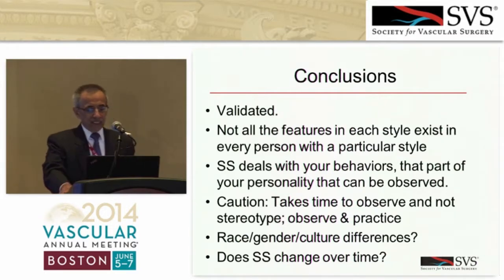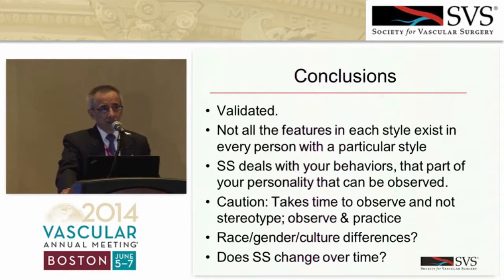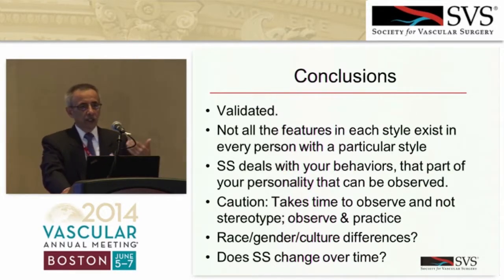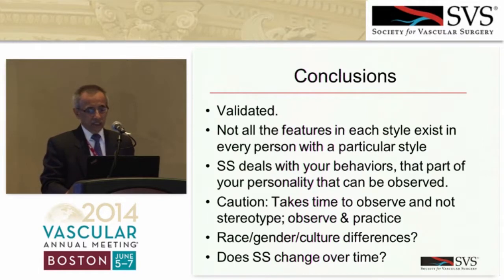There are no race and gender differences, by the way. They've looked at their data, and there isn't. Culturally, yes. For example, people from Asian cultures might be amiable or something, and they come here and it comes across as a totally different style. So cultural differences, yes, they're clearly there.